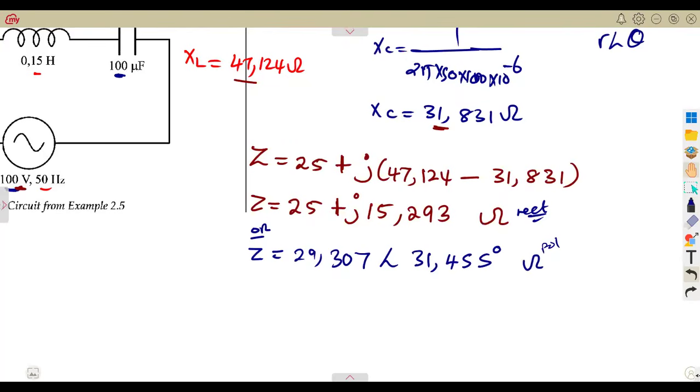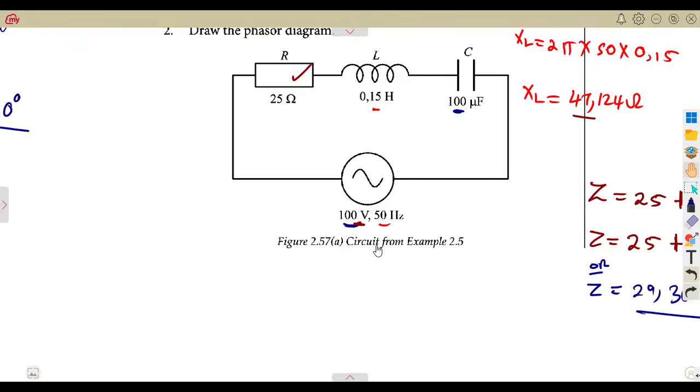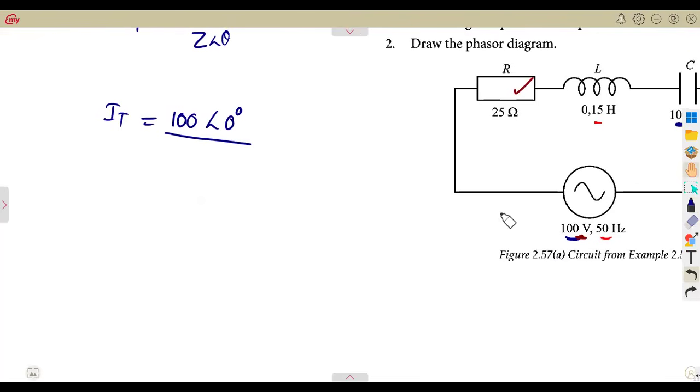That's why you have to write this in rectangular and polar form. For division, it's best in polar form, so you take the one in polar form, not the rectangular one. Taking this in polar form, as we saw, that was 29.307, then the angle was 31.455.